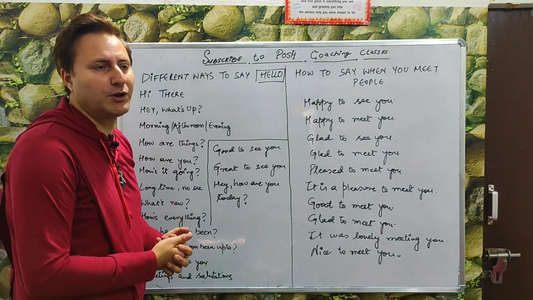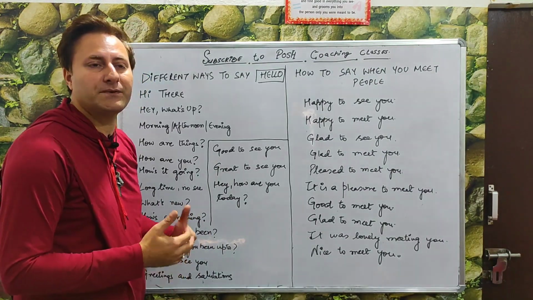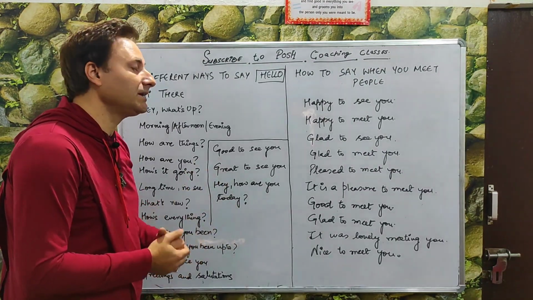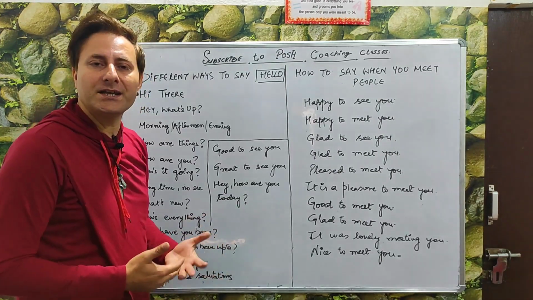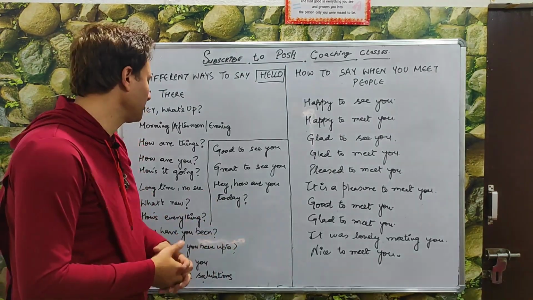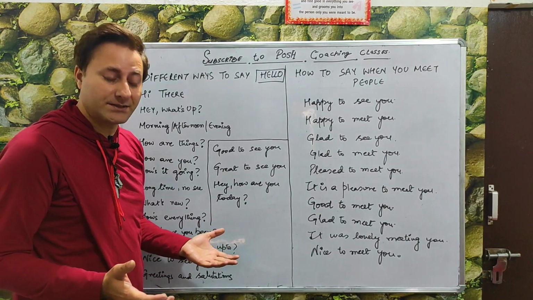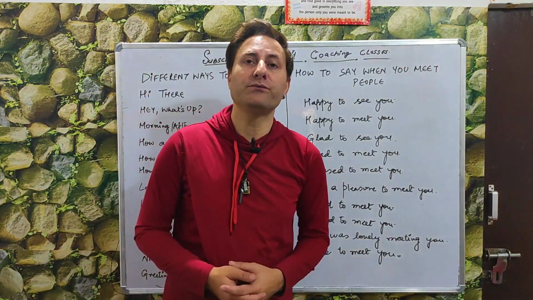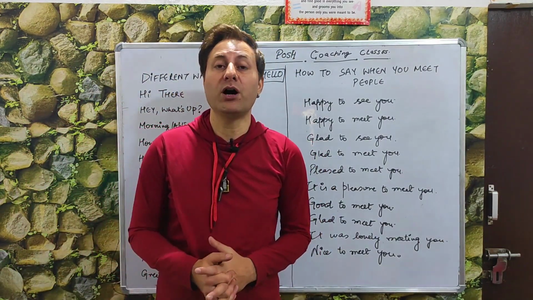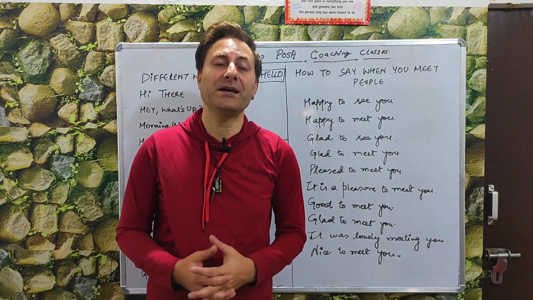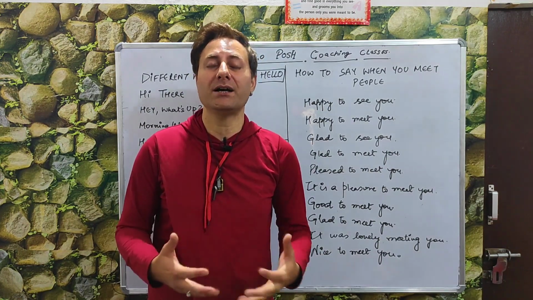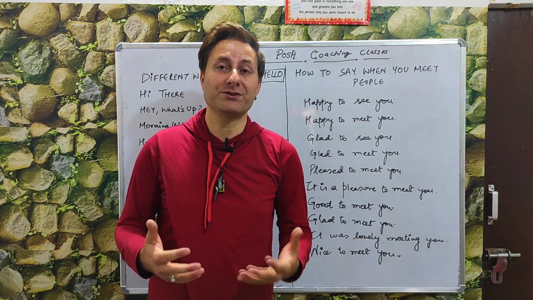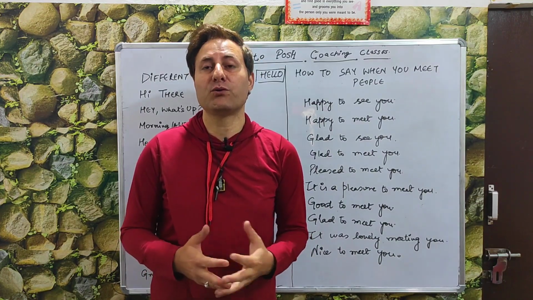Morning, if it is morning time. Then you have afternoon, if it is afternoon. And then evening time, you can say morning, afternoon, or evening. Then how are things? This may be a new one for you. This is one of the best ways you can start a conversation.